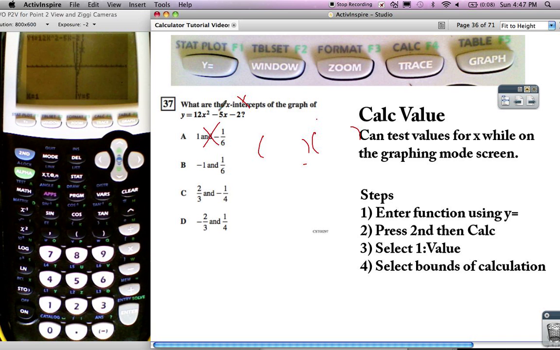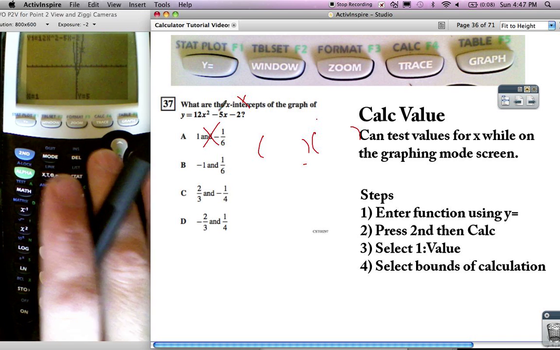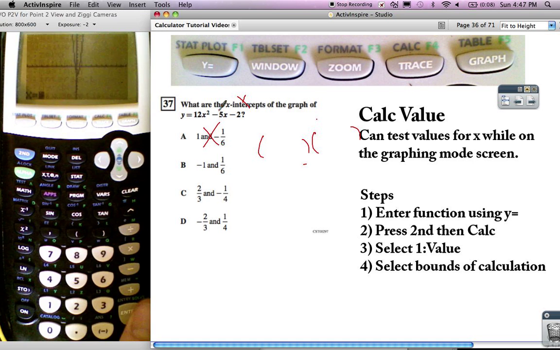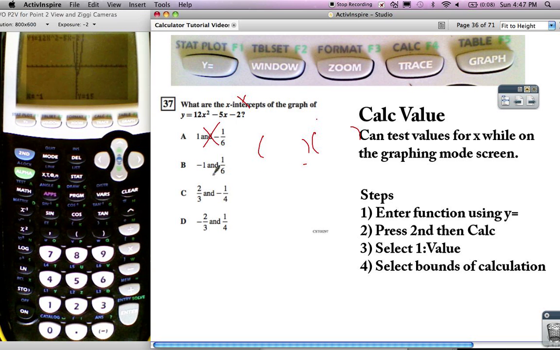And it also tells me that when x is 1, y is 5, which means it's not an intercept. So A is wrong. So now again, in order to do this, I can just keep typing in values. So second calc value, and let me try -1. At -1, y is 15. So there's another one eliminated.